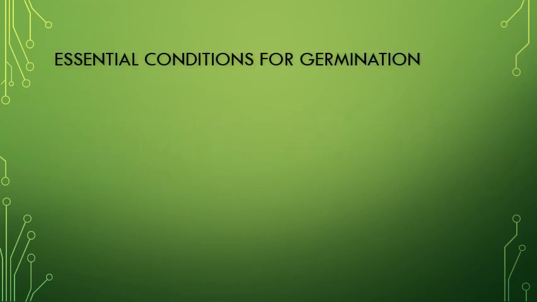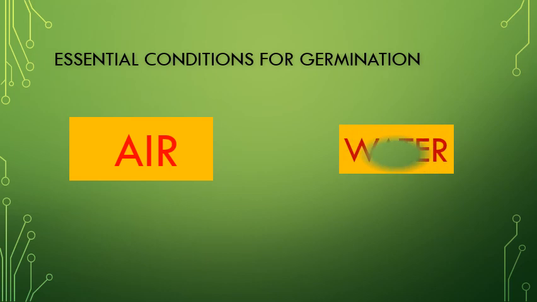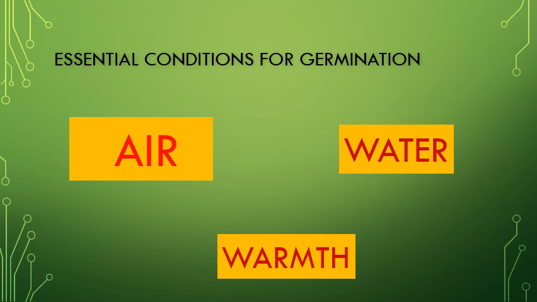Now children, the question comes is, what are those essential conditions which are required for germination? So, as you can see on the screen, I have written three conditions which are very much essential for seed germination. First, air, second, water, and third, warmth. And they should be given in adequate amount.